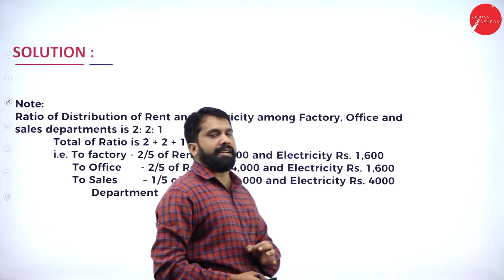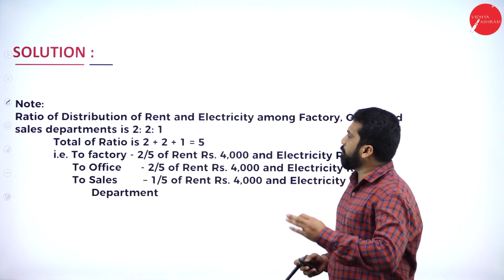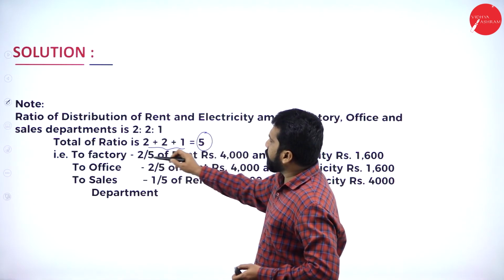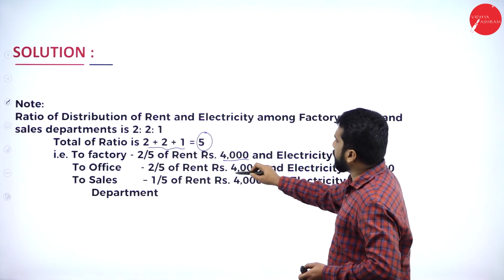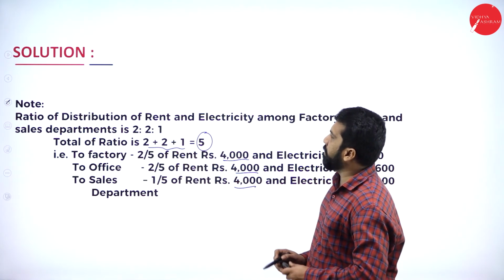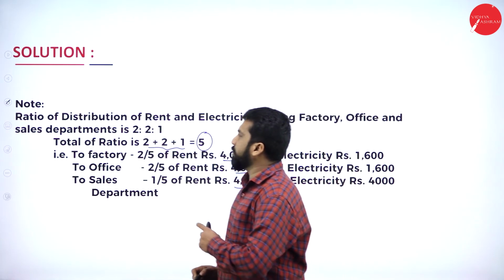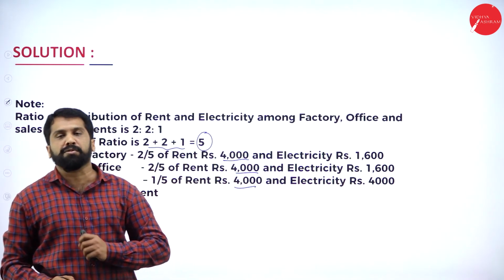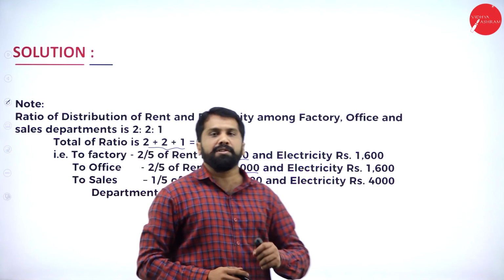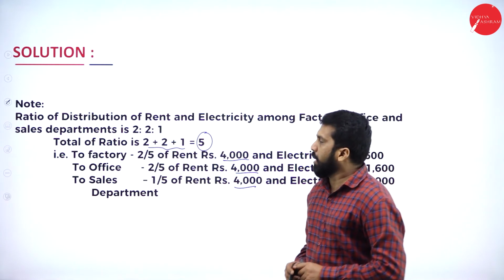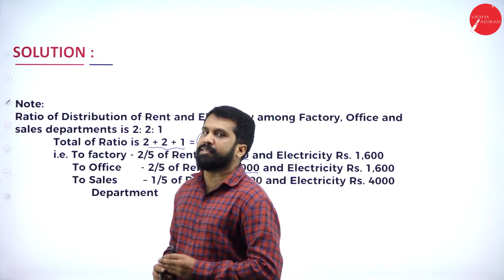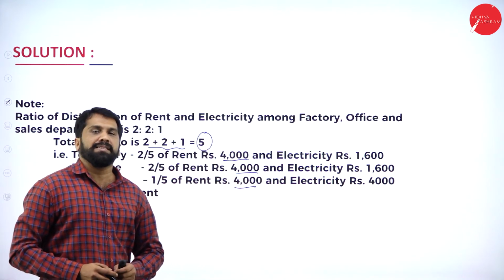If you want, you can take just what I did, 2 by 5, like 2 plus 2 plus 1 is equal to 5. For factory, we have taken 4,000, 4,000, 4,000 into 2 by 5, 2 by 5, 1 by 5. Also, you should do 1,600 into 2 by 5, 1,600 into 2 by 5, 1,600 into 1 by 5. Then you will get the answer of your electricity. Okay. Now, this is all about your problem. I'll show all the slides for taking screenshots. Then we'll wind up the session.